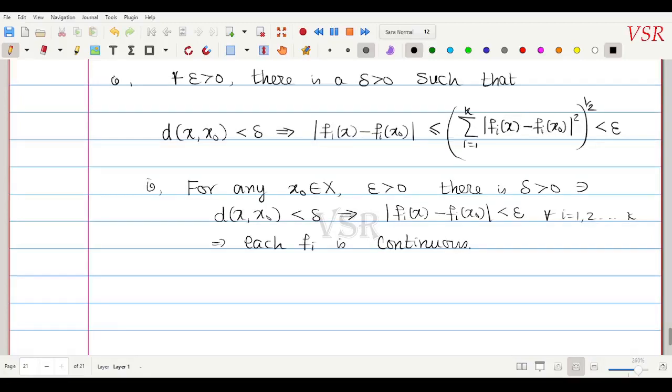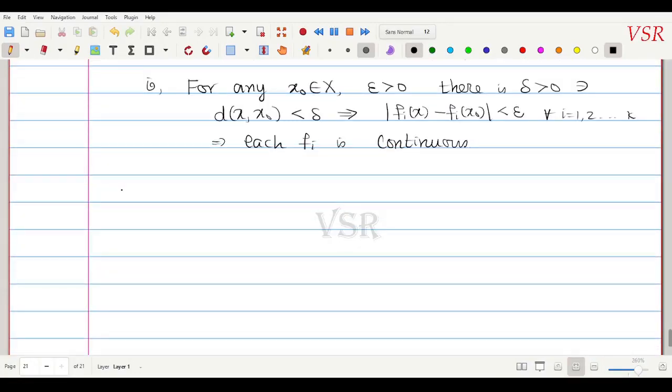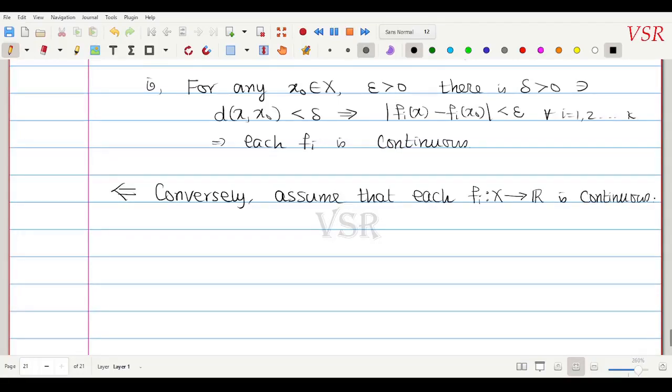Now shall we prove the converse part? So conversely, assume that each fi from X to R is continuous. Now what do we have to prove? To prove: f from X to R power k is continuous.